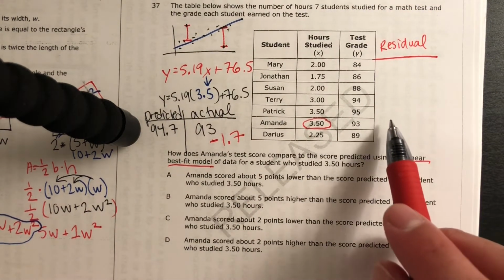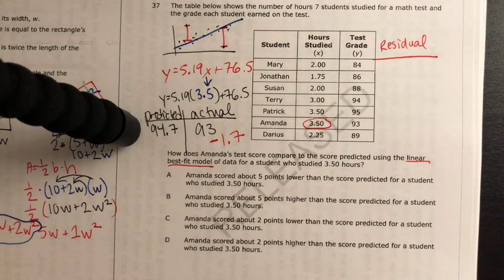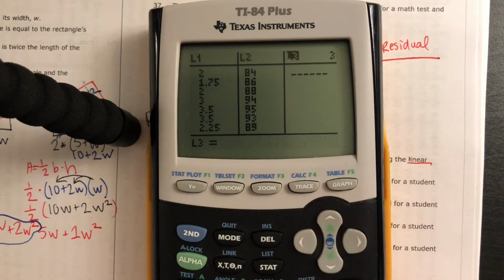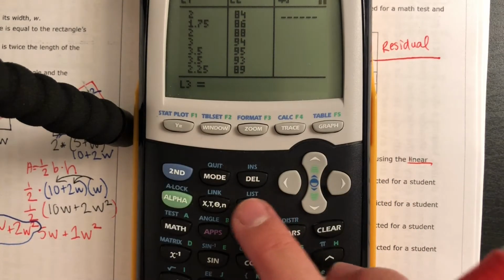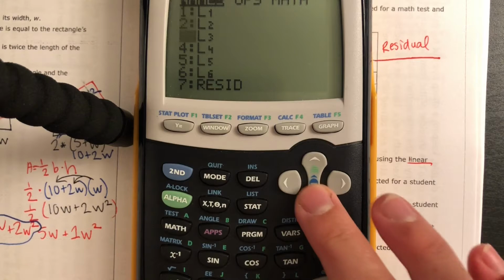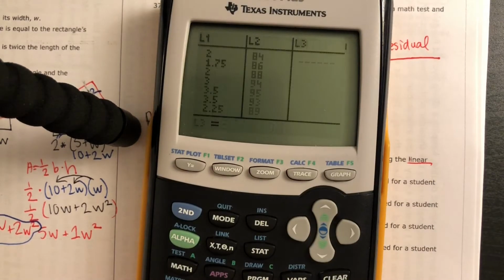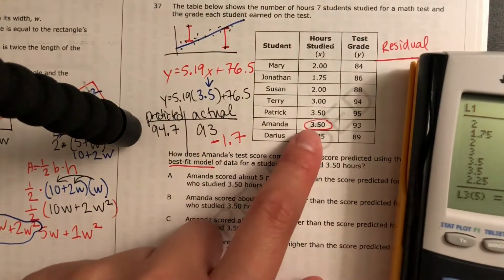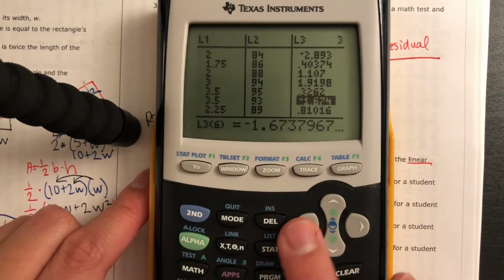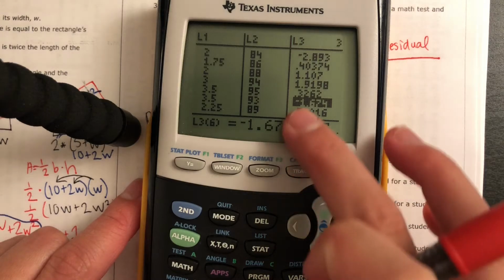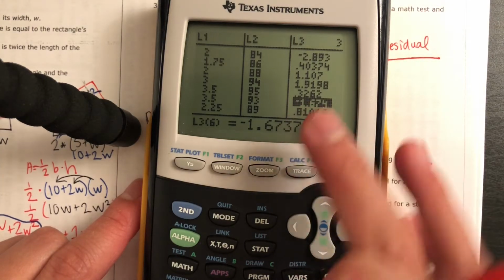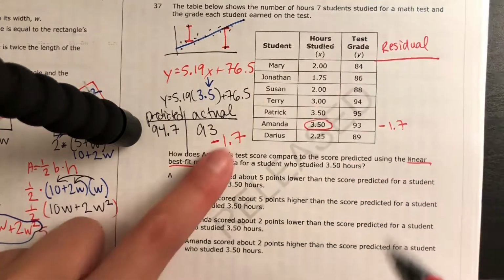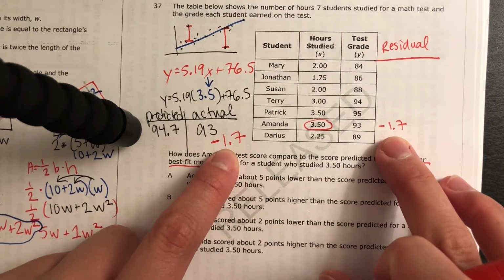If I want to do this on the calculator, I can just find the residuals. So going back to my table, I can go over to L3 and then I hit second stat and then go down to number 7 where it says residual. When I hit enter, I go down to Amanda. So Amanda was 3.593, that's where I see this, and it's negative 1.7, just like we had. So her residual is negative 1.7, which matches what I have when I did it by hand.